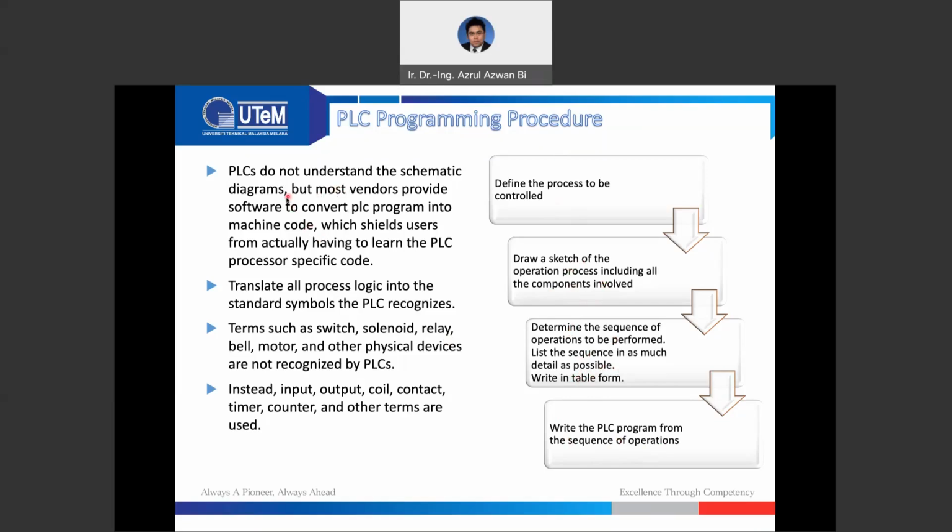PLCs do not understand the schematic diagram, but most vendors provide software to convert the PLC program into machine code, which shields the user from usually having to learn the PLC processor-specific code. Translate all the logic into the standard symbols the processor recognizes. Terms such as switch, solenoid, relay, bell, motor, and other physical devices are not recognized by the PLC. Instead, the PLC only understands input, output, coil, contact, timer, counter, and other terms normally used in the PLC.